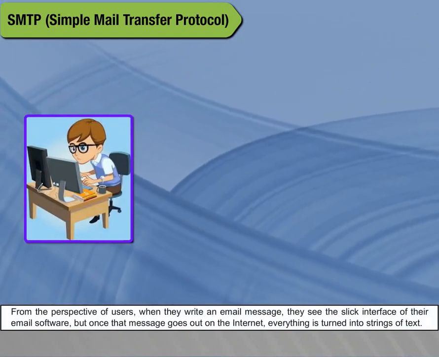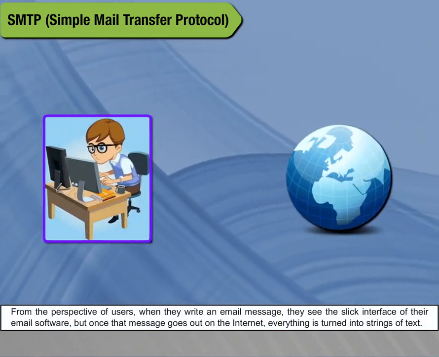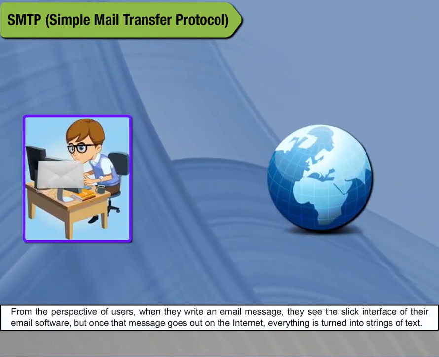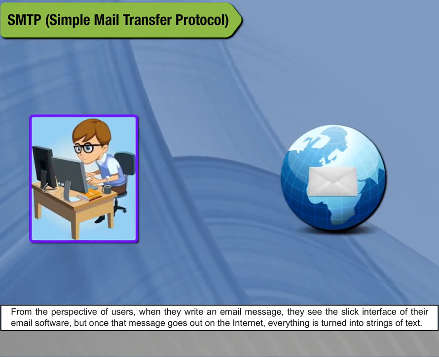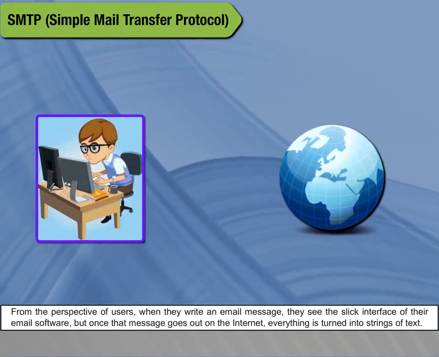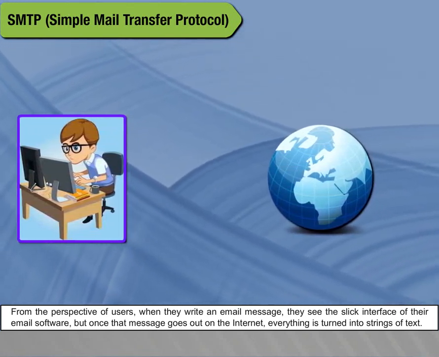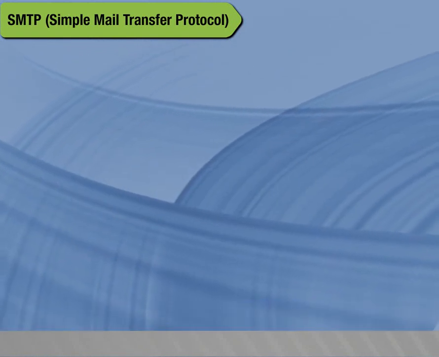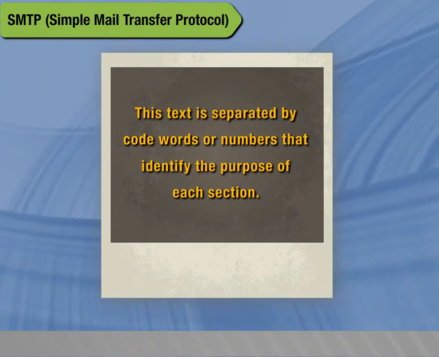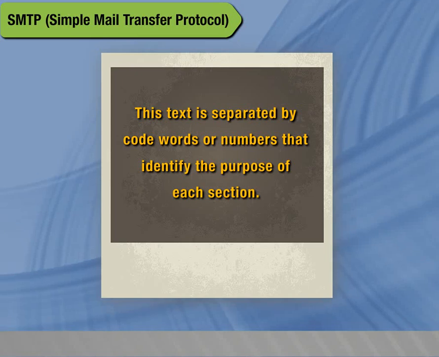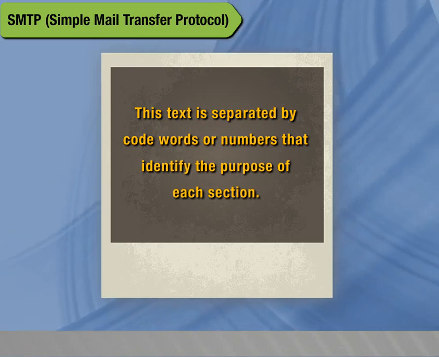From the perspective of users, when they write an email message, they see the slick interface of their email software, but once that message goes out on the internet, everything is turned into strings of text. This text is separated by code words or numbers that identify the purpose of each section.